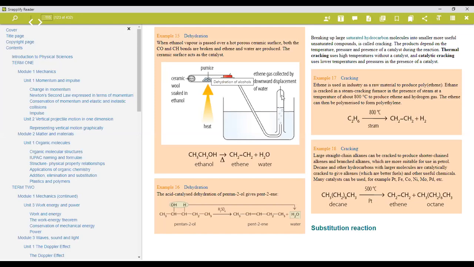So that's how our equation will look for dehydration. There's another dehydration reaction. You see there where you took pentanol and you take out the H2O. But remember, you see what we have, the dehydration will always use H2SO4.